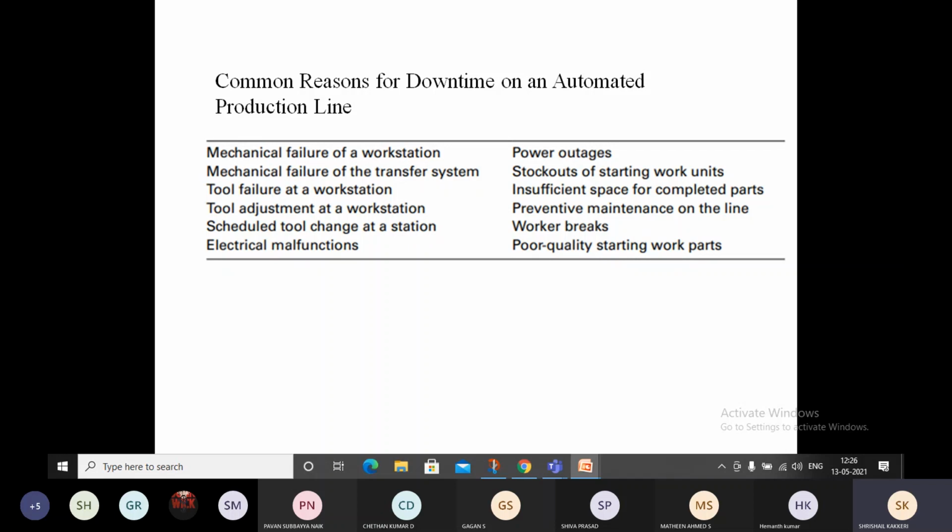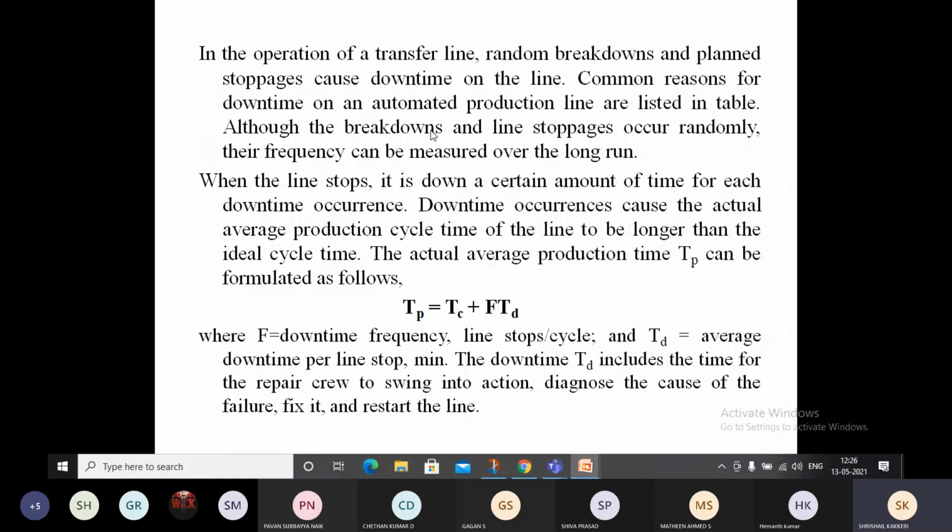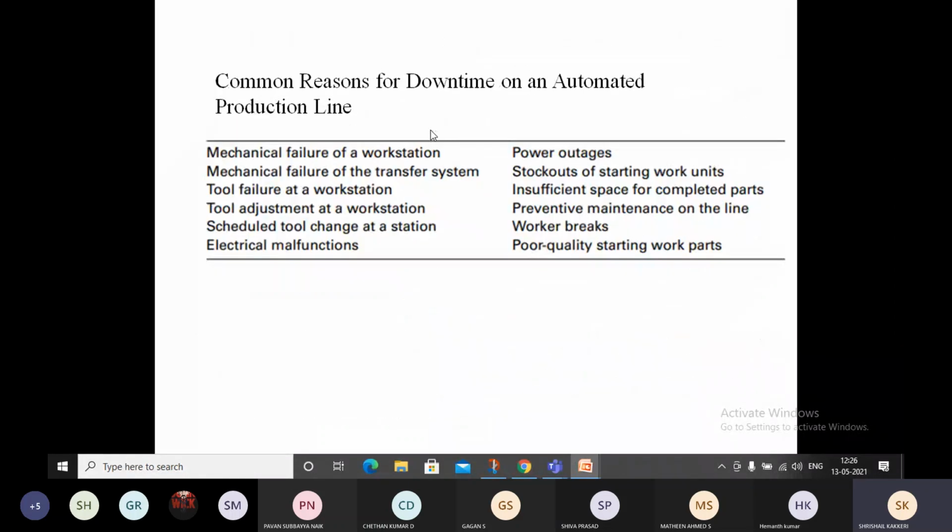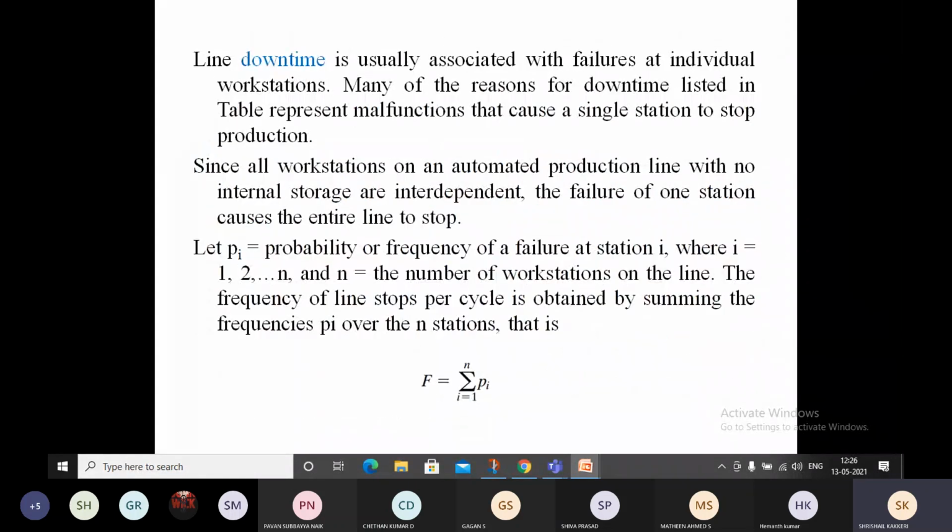So there may be many reasons, and among them these may be the reasons. Due to this, the downtime occurs. That is what I have given here, downtime. You can go through it. And what is the downtime work?